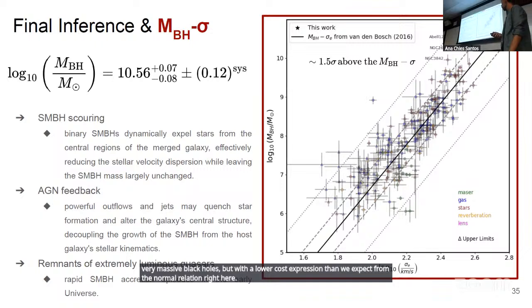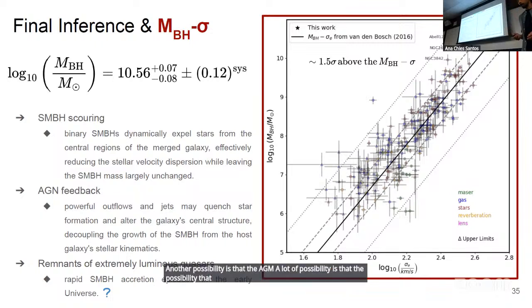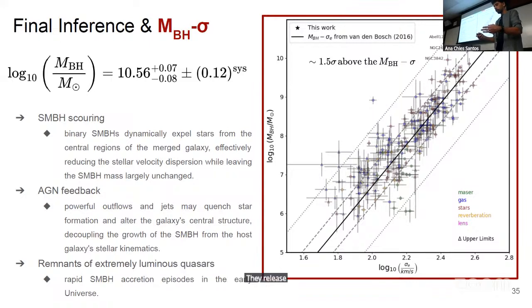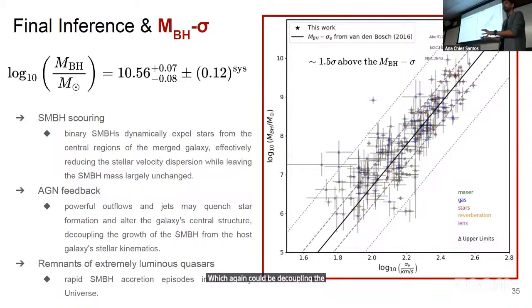Another possibility is that these black holes could have been AGN in the past, when they were accreting material. And because of the AGN activity, they release energy into the surrounding material and stop the star formation in that area, which again could be decoupling the evolution of the host as a whole from the growth of the black hole.